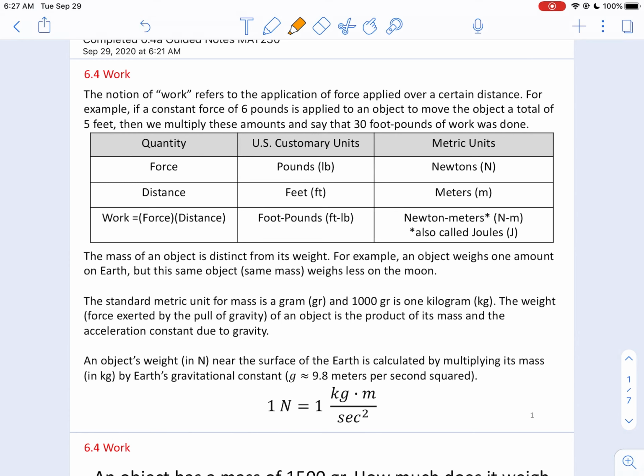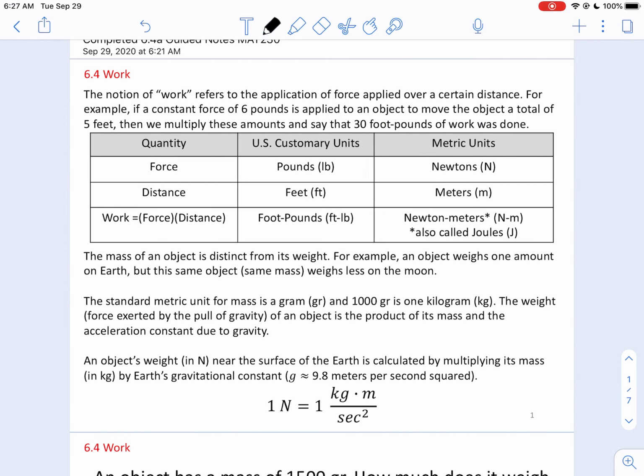Hello class. The notion of work refers to the application of force over a certain distance. For example, if a constant force of 6 pounds is applied to an object to move the object a total of 5 feet, then we multiply these amounts and say that 30 foot-pounds of work was done.